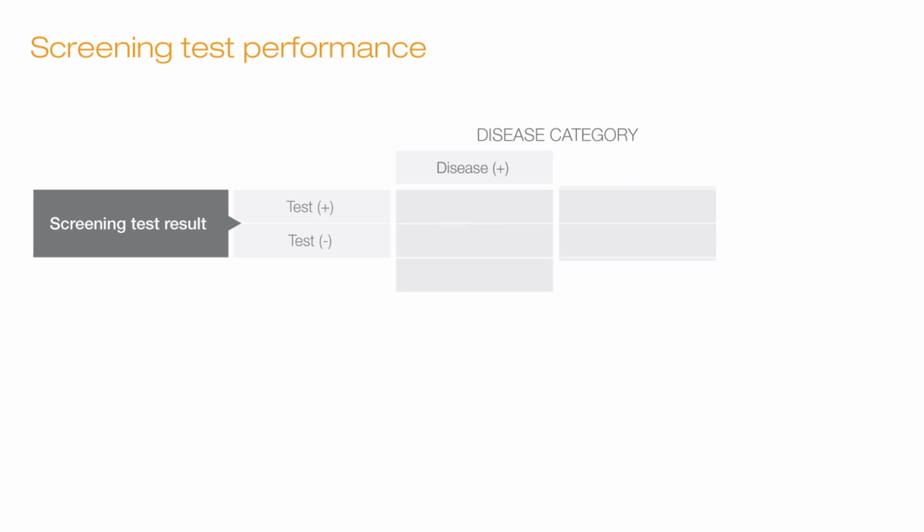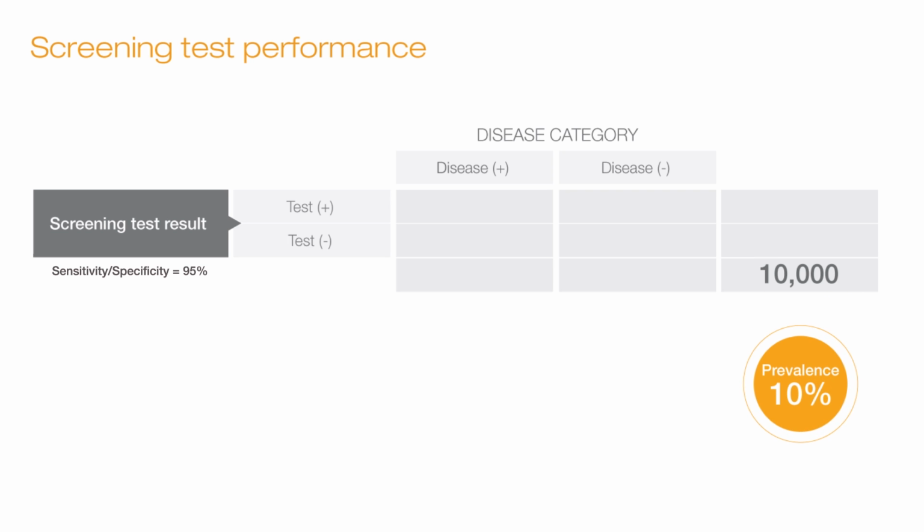Let's do a little illustration of sensitivity and specificity as applied to different populations. So what I've done here is created a generic population of 10,000 individuals and a test that has 95% sensitivity and 95% specificity, which most people would agree is a reasonably good test. I've made the prevalence of disease in this population 10%. So 1,000 out of our 10,000 individuals have the condition of interest.